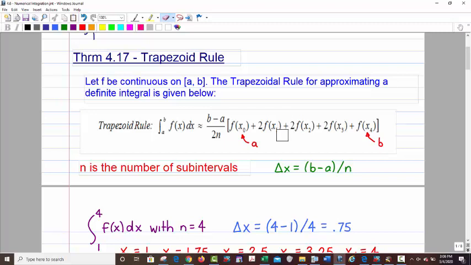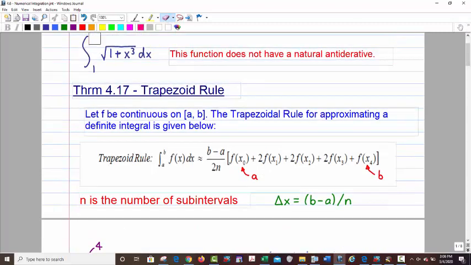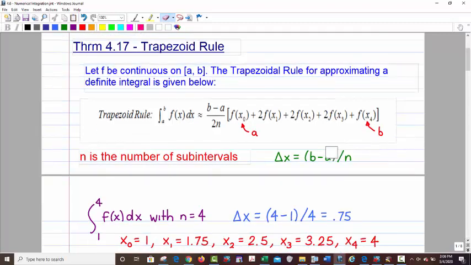So the breakdown for this one then is, since b is 3 and a is 1, 3 minus 1 divided by 4, if we were using 4 subintervals, that would be 0.5. So that tells you how far apart you need to space these. So you would start at 1, x0 would be 1, then you would have 1.5, 2, 2.5, and that guarantees you'll finish exactly at the b value, which is 3.